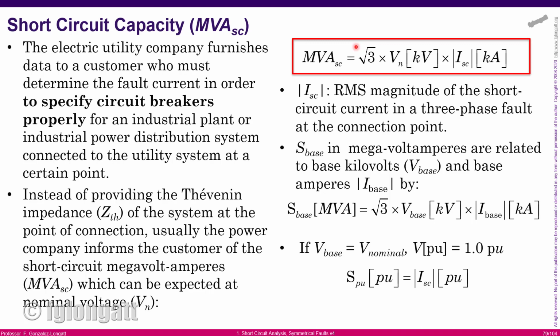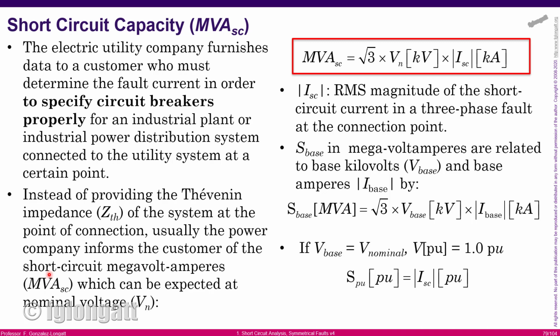Later in my class about asymmetrical faults, we will see that there are other capacities for single line and double line faults. But in this case, we have the square root of 3 times the nominal voltage, multiplied by the magnitude of the short circuit current. What we get here is the megavolt amperes that represent the short circuit conditions.